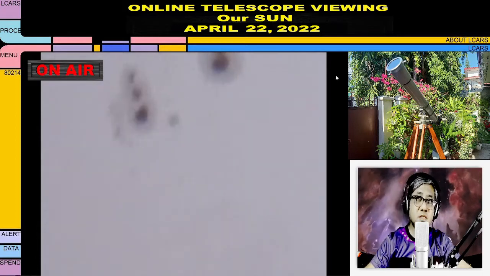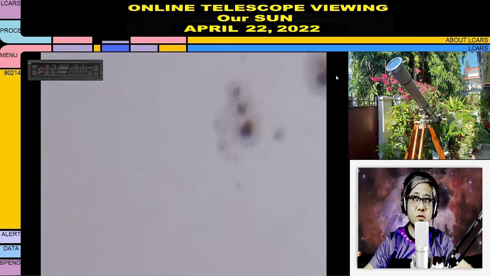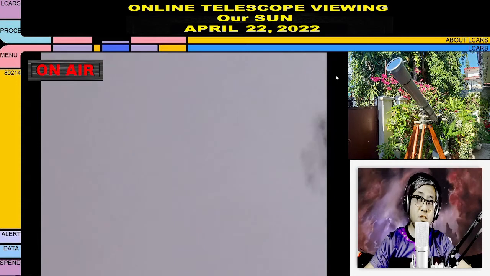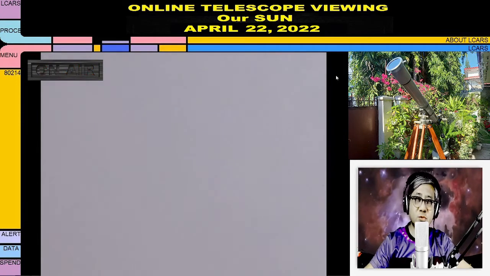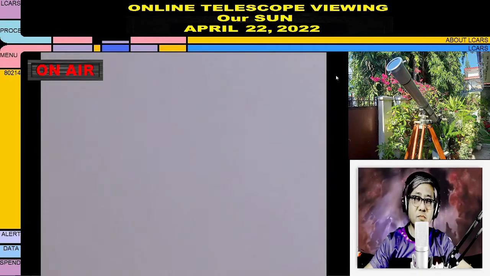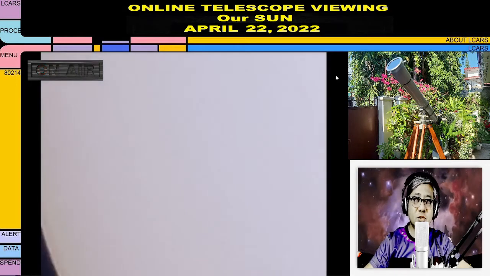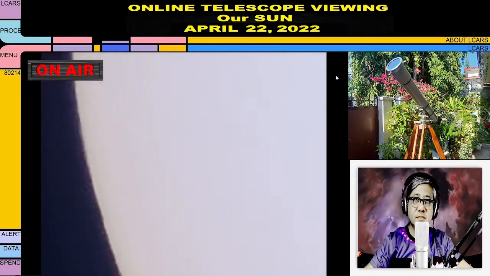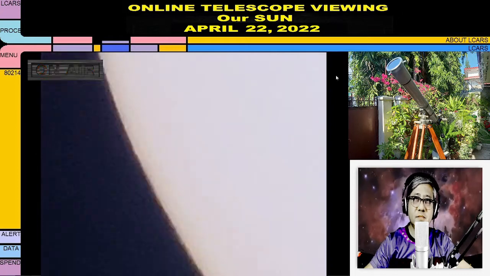And again, we are still celebrating Global Astronomy Month. Ayan po. Day 22 po ngayon ng Global Astronomy Month and also nagkataon April 22. Today also we celebrate Earth Day.